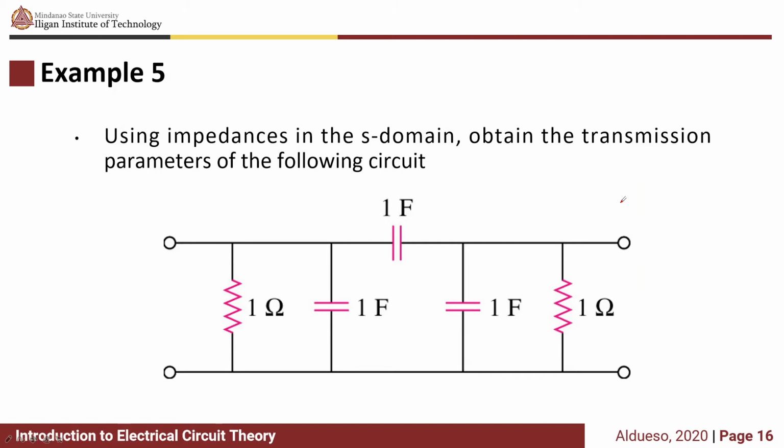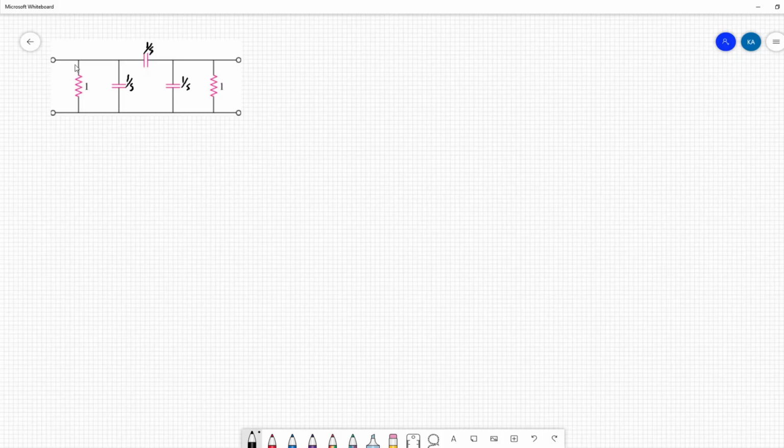We have an example: use impedances in the S domain and obtain the transmission parameters of the following circuit. Converting this into the S domain, we have 1 over S, 1 over S, 1 over S, and this is 1. First, let's label our V1, I1, V2, and negative I2.